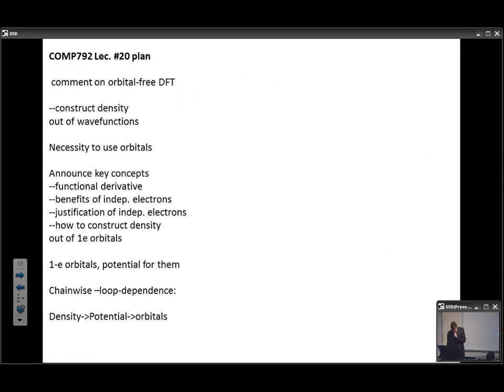Okay, so we'll try to focus on several key steps that are important on the way from the theorems to practical implementation, to the algorithm. We will need to get a little bit more acquainted with the concept of functional derivative, which, if we understand what a functional is, shouldn't be a problem.